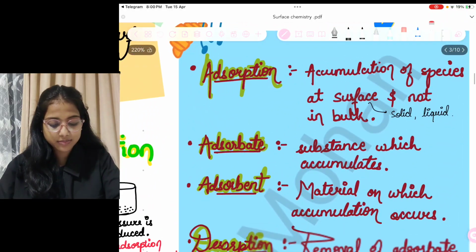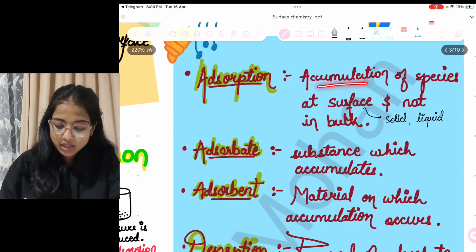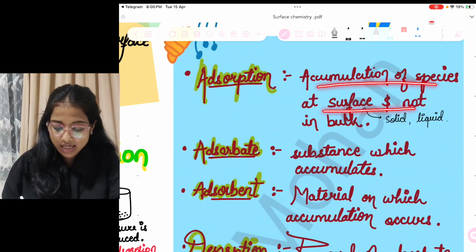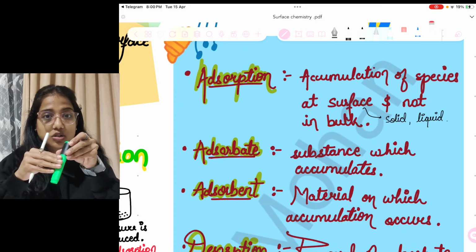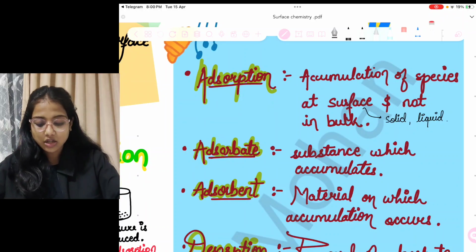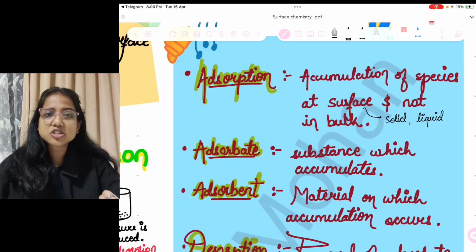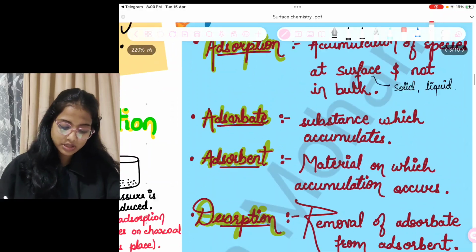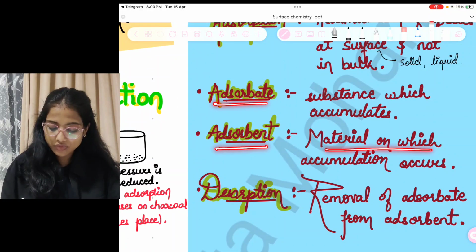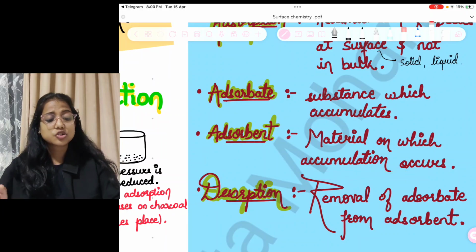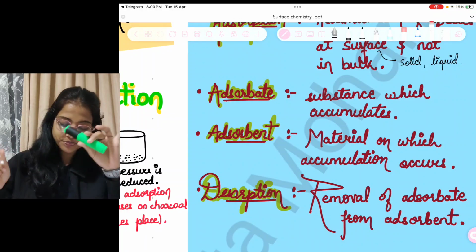So first, we will see some basic definitions. First of all, adsorption. Adsorption is accumulation of species at the surface and not in the bulk. Adsorption means that the accumulation of species will be at the surface and not in the bulk. So the surface can be solid also or liquid also. Then adsorbent. Here the adsorbent is the material on which accumulation occurs.